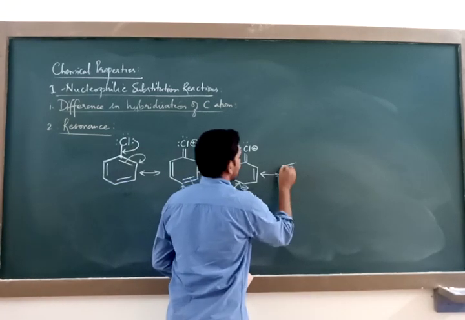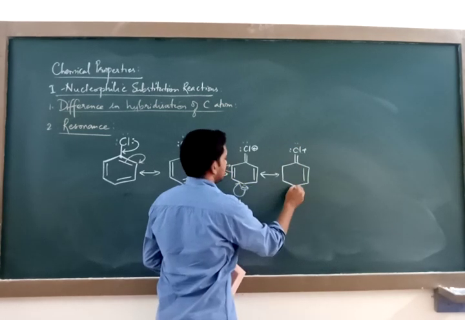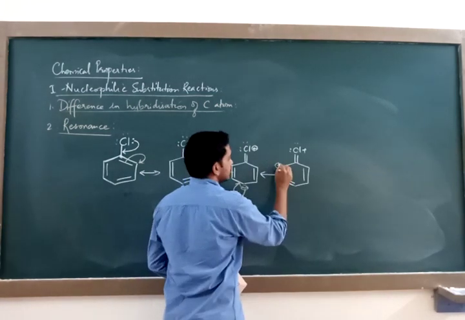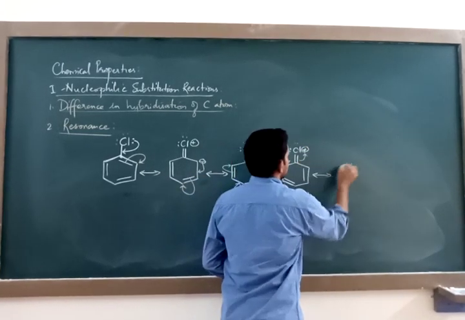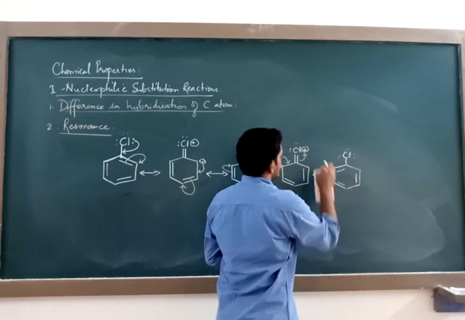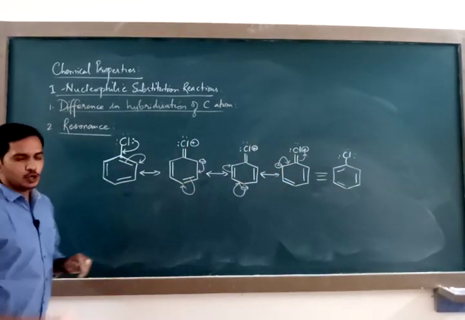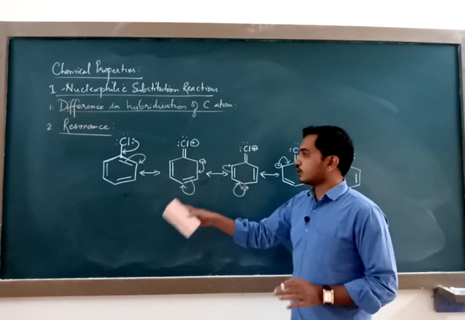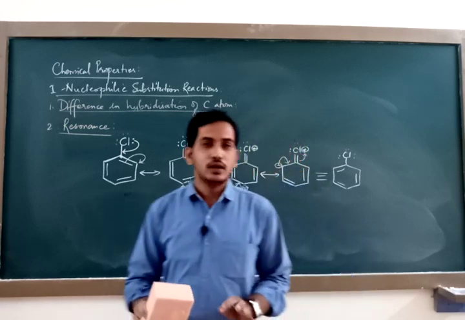Then the next resonance structure will be: here the bond got inside, and this bond came outside in the form of a minus charge. Lastly, the negative charge here, again this bond shifts away to neutralize the positive charge. You have the final structure as this, which is the same as the first structure. So this continuous delocalization or shifting of electrons keeps on taking place in chlorobenzene. This kind of resonance structure cannot be written for haloalkanes.